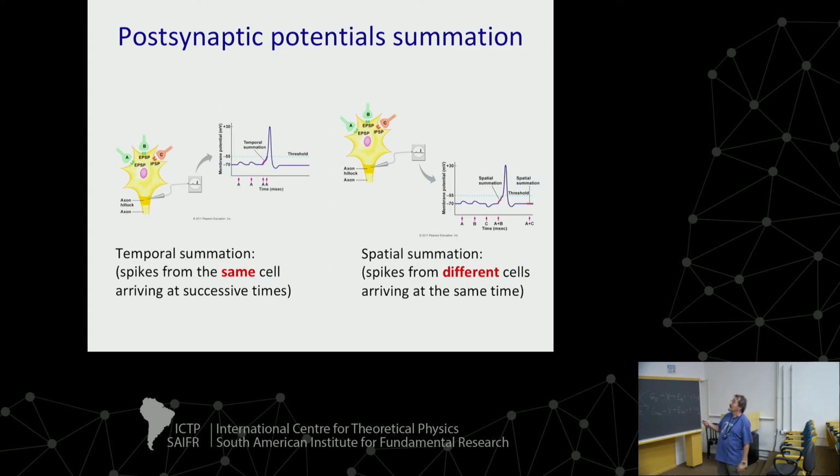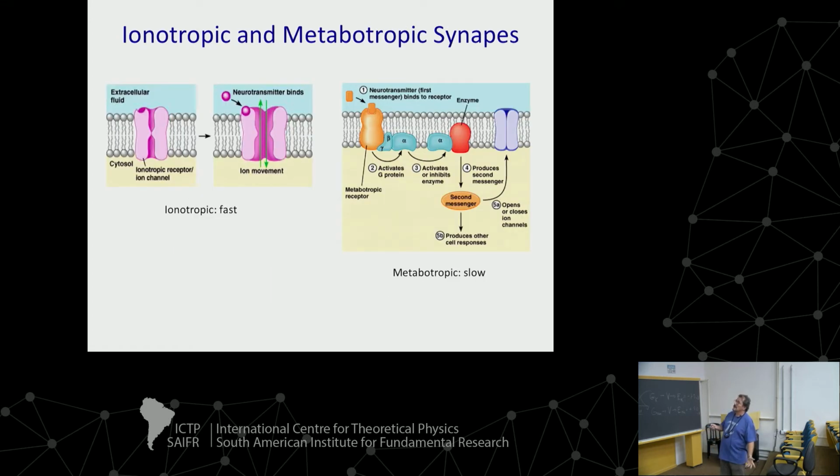Or you can have several synapses from different neurons, and they add spatially. They add in space at the same time. And if the summation of them also crosses threshold, you have a spike. Here, a cartoon for ionotropic and metabotropic synapses.